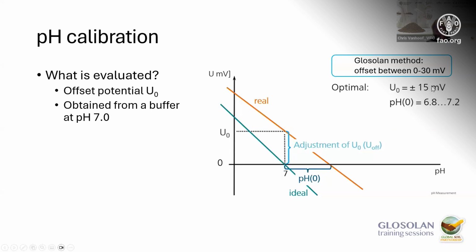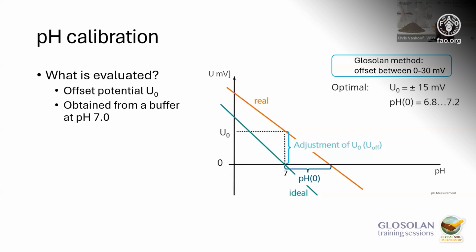It is expressed in millivolts, and optimally, they say your offset has to be within plus or minus 50 millivolt, which corresponds to a pH between 6.8 and 7.2. As we see in the GLOSOLAN method, they allow even an offset between 0 and 30 millivolt. Both 15 and 30 millivolt are applied. If you want more accurate results, you allow the 50 millivolt, so it's defined by that.